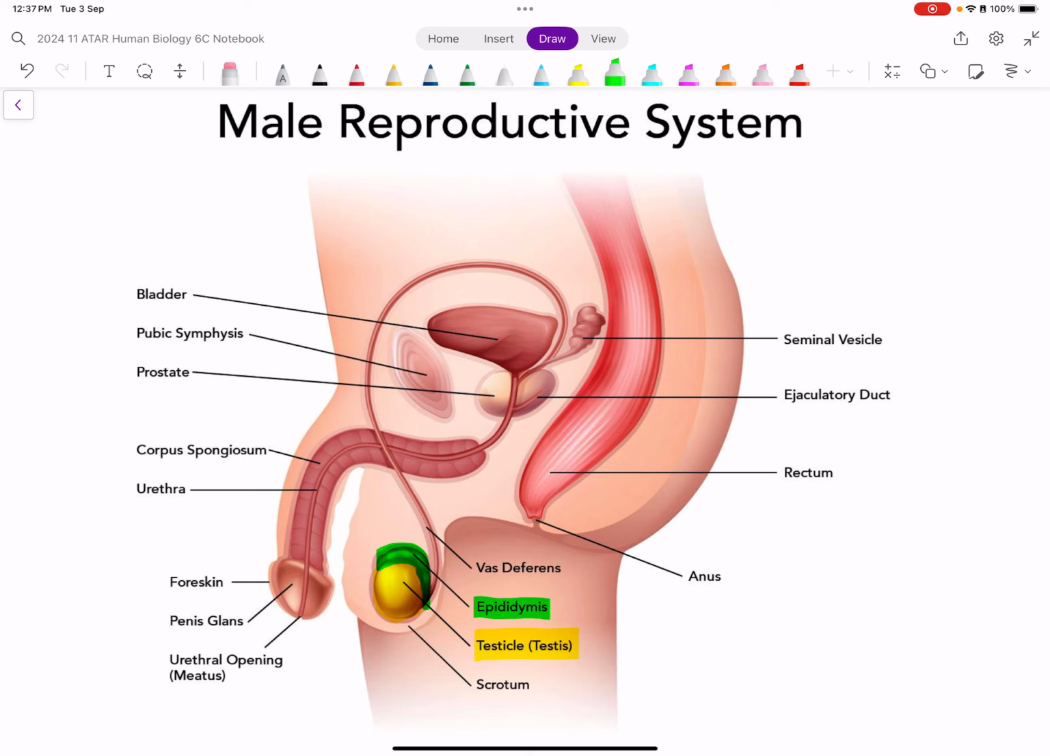Now, some of the features of sperm are helped in their development in the testes, as there are structures within the testes known as seminiferous tubules. And in the seminiferous tubules, we have cells known as interstitial cells, which secrete testosterone. We'll come back to them shortly.